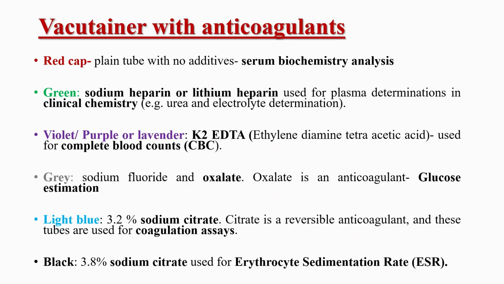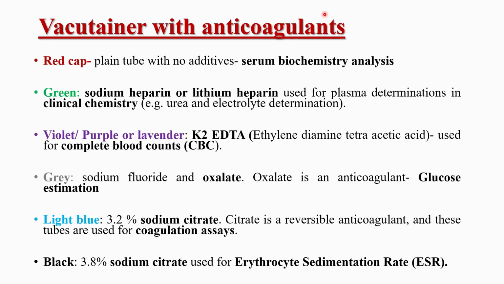Now we learn about the different types of Vacutainers. The Vacutainer tubes are identified by the color of the caps, which indicate the type of additive present and the purpose of the sample. The red cap tube is a plain tube with no additives. It is used to obtain the serum and is commonly used for serum biochemistry analysis. We need serum samples to study the liver function test, kidney function test and so on. So if you want to collect the serum, we have to use the red cap.